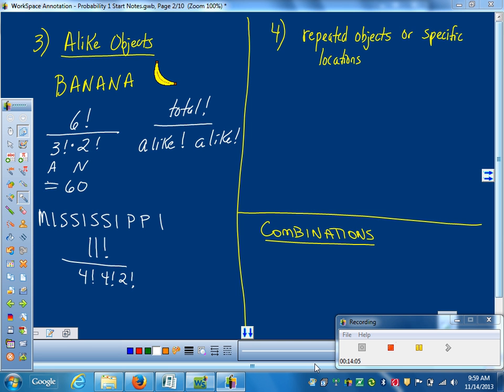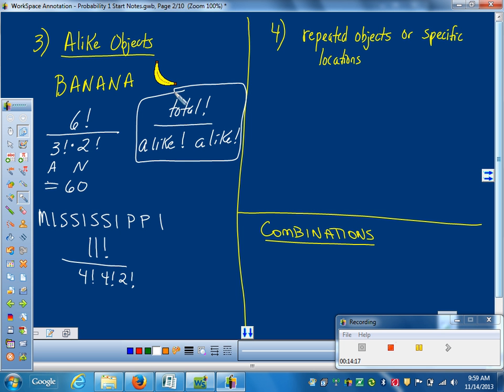So for this one, you should have alike objects on your journal and this formula. That's the formula for doing alike objects. What if you only have one alike object? Then you don't need to do it. You can divide by 1 factorial if you want. If you only have one thing that's alike, you'll just have one number on the bottom. You need the formulas on the other one?